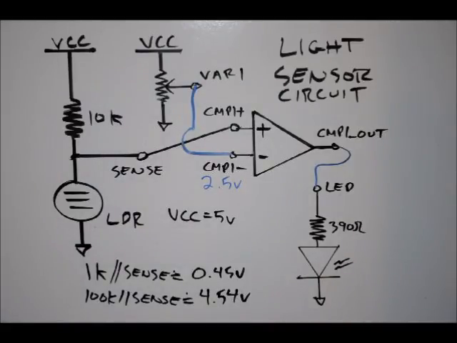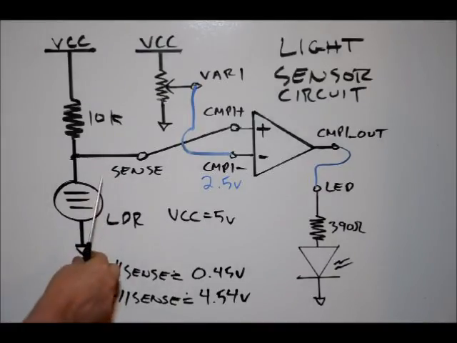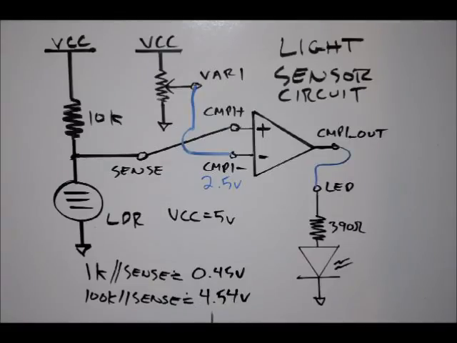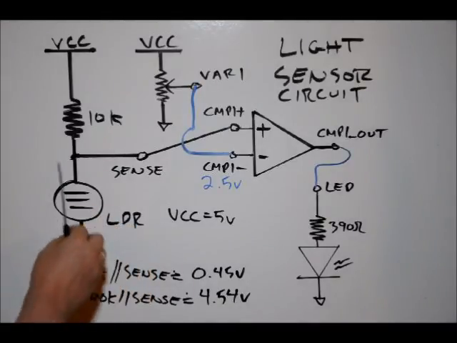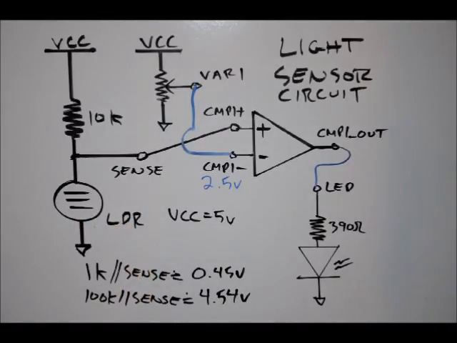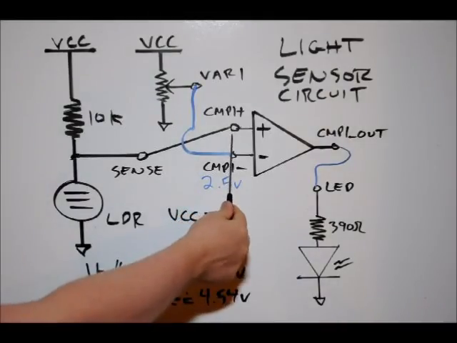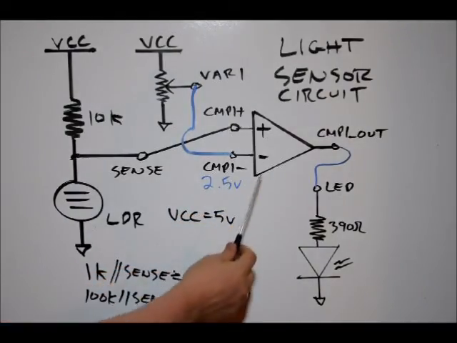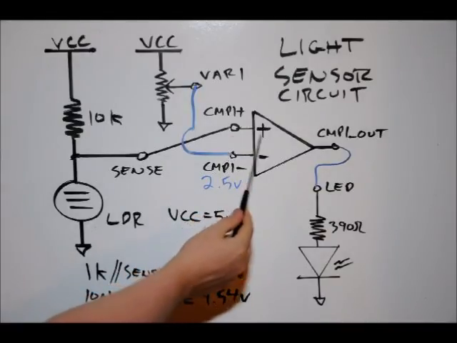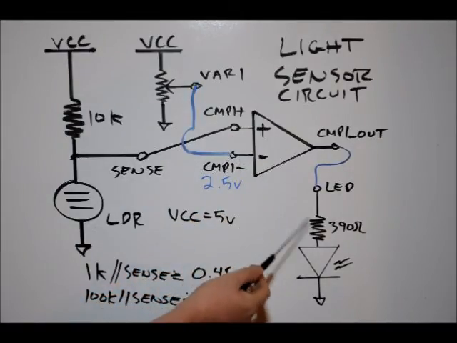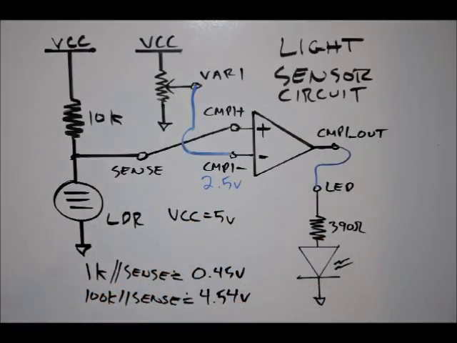So, in the case of when we turn out the lights, there will be darkness hitting the LDR, in which case we'll have a higher resistance, which means we'll see about 4 volts on the sense line, and that means that we'll have 4.5 volts on the positive input, 2.5 volts on the negative. So the voltage on the positive exceeds the voltage on the negative, so the output is high. Our light emitting diode will turn on.